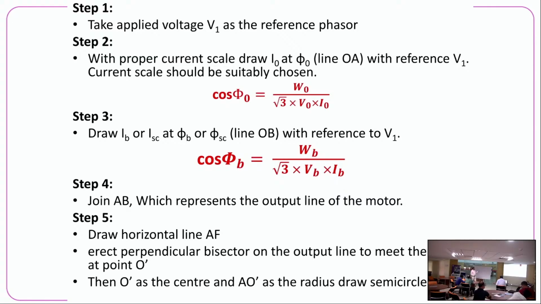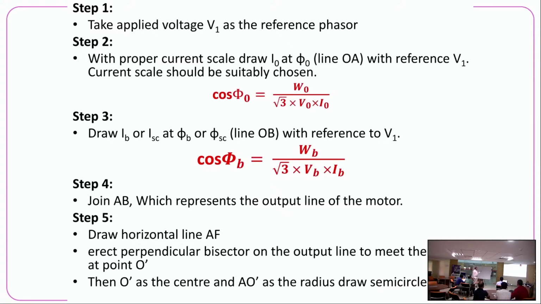This is the process to draw the circle. Then how are phi 0 and phi B obtained? These are simple calculations. The no load power is √3 times no load voltage into no load current into no load power factor cos phi 0. That is W0. From that we get cos phi 0 and phi 0. Then from the short circuit test, the voltage is VB, the current is IP, and the power is √3 VB IP cos phi.